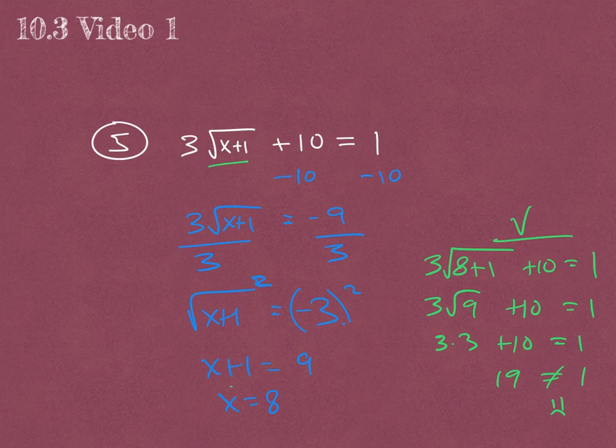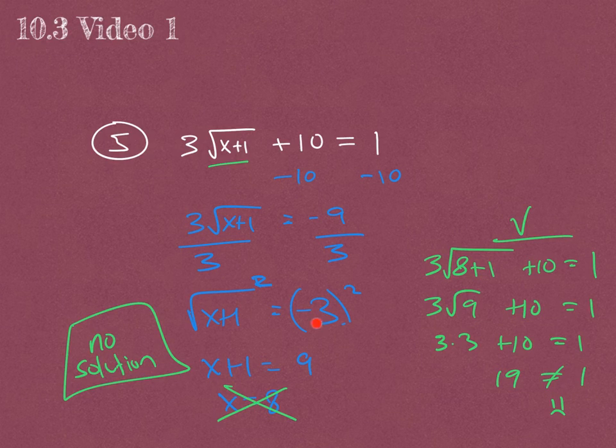This answer doesn't work, so I cross it off. So that means there's no solution. Okay, which is what we said. You might notice you can do it as soon as you see square root equals a negative. All right, let's move on to one last problem here.